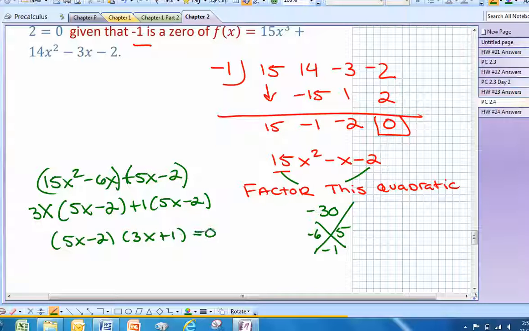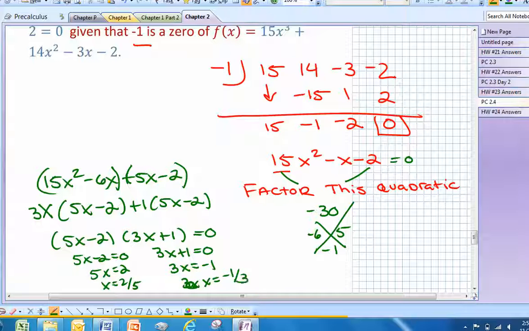And to figure out what makes it equal to 0, you're going to set each one equal to 0, and that means 5x equals 2, x equals 2/5, and 3x plus 1 equals 0, 3x equals -1, sorry, x equals -1/3. So the 3 zeros, they tell you the first one is -1, then the second and third ones are 2/5 and -1/3.